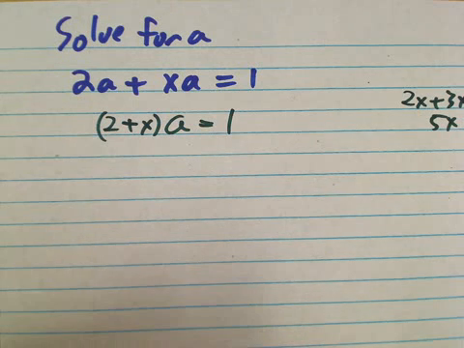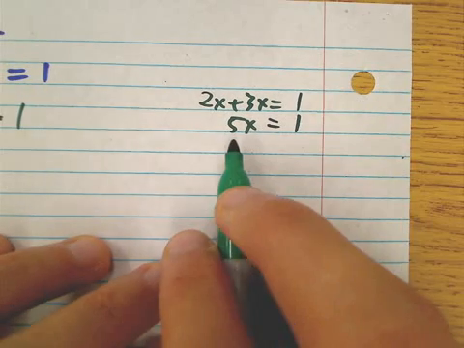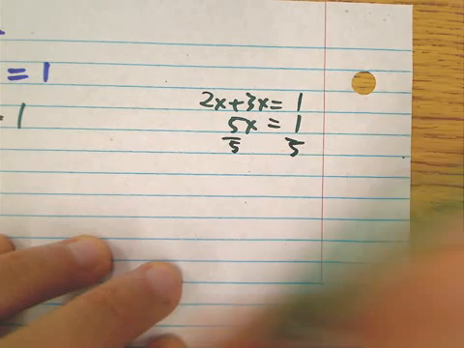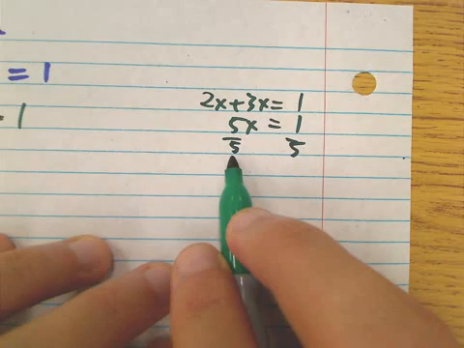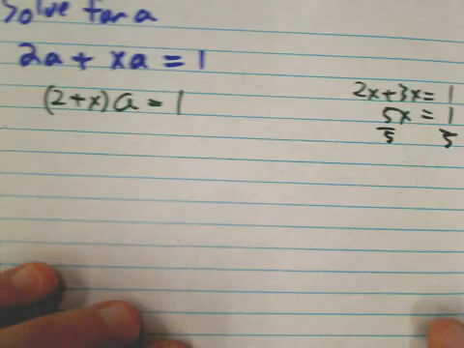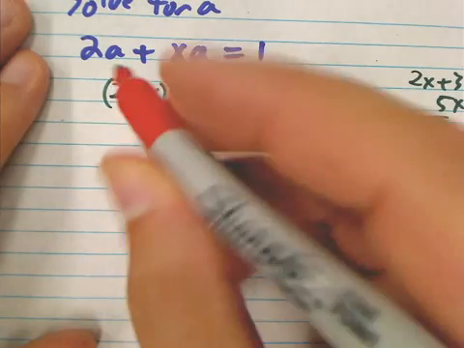Okay, now let me come back over here. Let's say that equals 1. What would I do next? I would divide by 5. Divide by 5, divide by 5. You divide by whatever is in front of the coefficient. Okay, well, let's come back here. What is in front of my coefficient? It's 2 plus x.